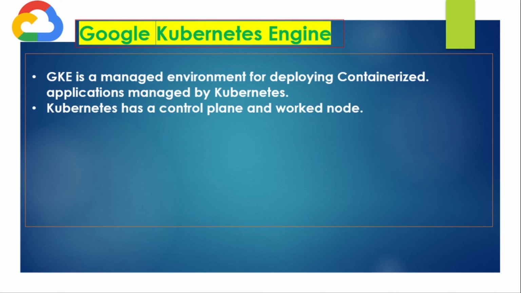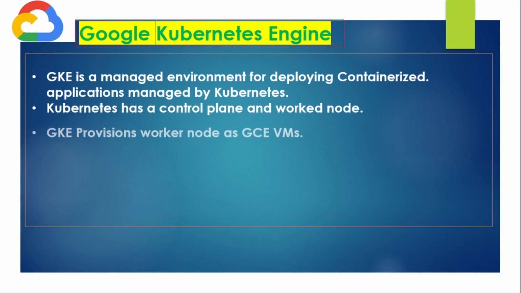Now Kubernetes has a control plane and a worker node or multiple worker nodes. It's a typical distributed computing environment where you have a control plane managing the worker nodes, or the data plane, that is running the multiple set of worker nodes. GKE provisions worker nodes as GCE VMs.